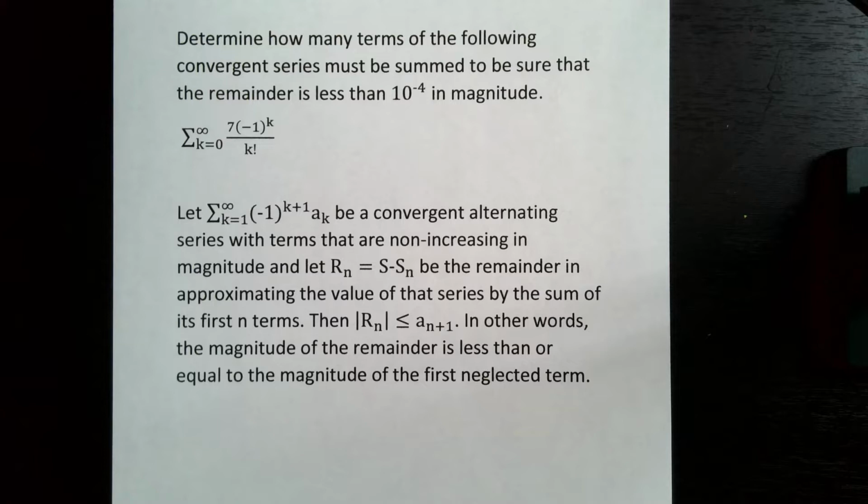Okay, so if that's true, then the absolute value of the remainder is less than or equal to a sub n plus 1. In other words, the magnitude of the remainder is less than or equal to the magnitude of the first neglected term, the first term after the term that we choose.